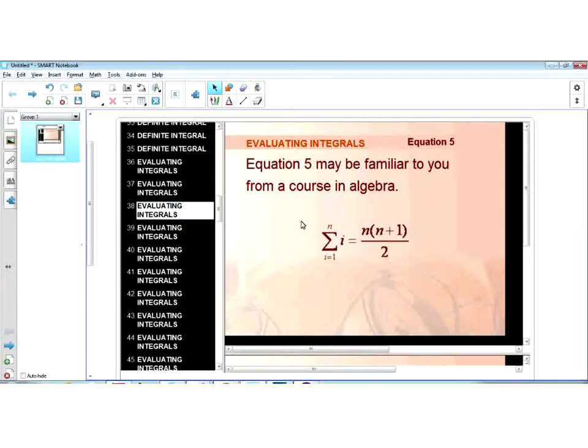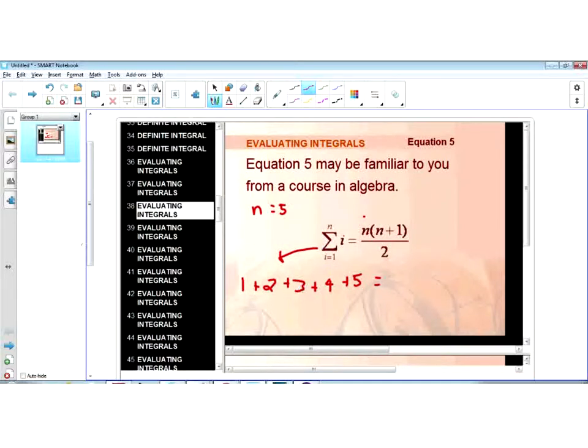Okay, so these are useful equations right here. This sigma notation means that the sum of the first n integers can be represented as n times (n plus 1) over 2. So for instance, let's take n equals 5. What this means is we start at 1 plus 2 plus 3 plus 4 plus 5. So for n equals 5, that's what this means.